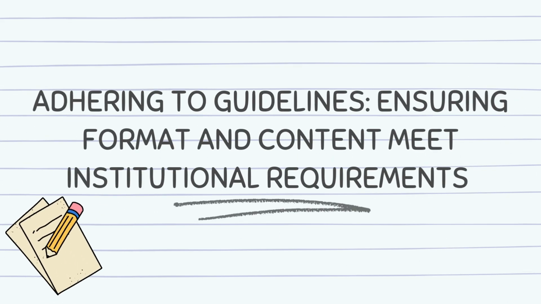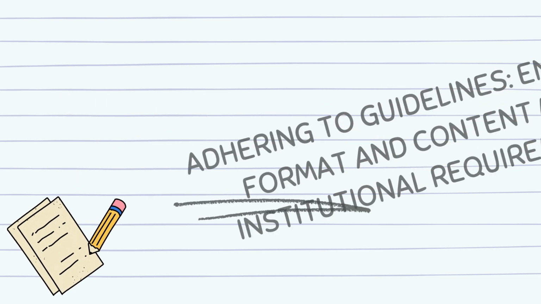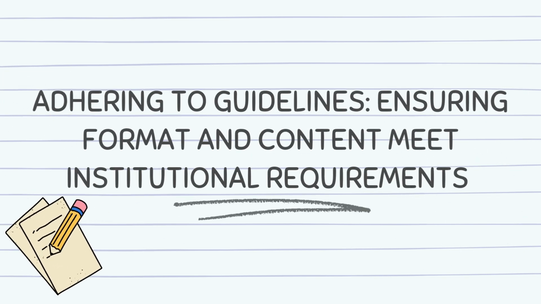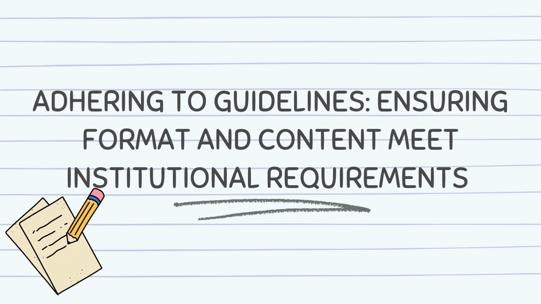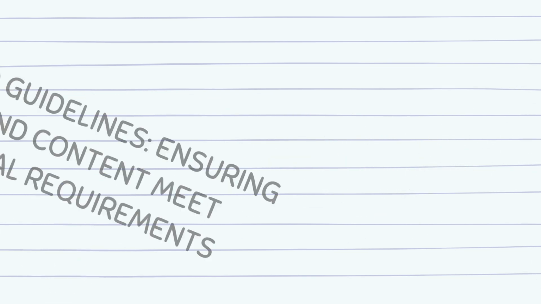This section discusses the importance of adhering to institutional guidelines, key formatting and content requirements, strategies for compliance, and common mistakes to avoid when writing Chapter 2. 1. Why following institutional guidelines is essential. Adhering to thesis writing guidelines is not just a formality. It ensures that research is presented in a clear, credible, and standardized manner.